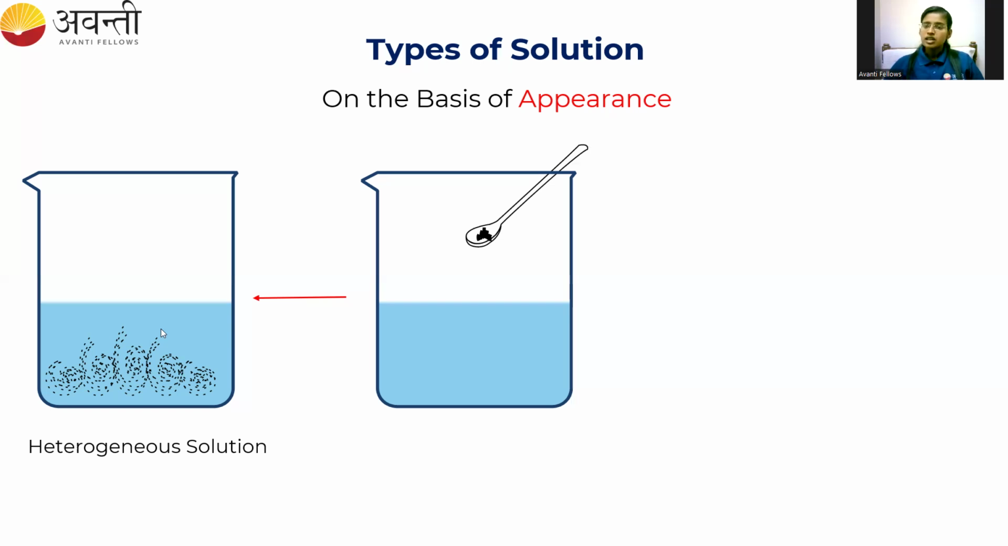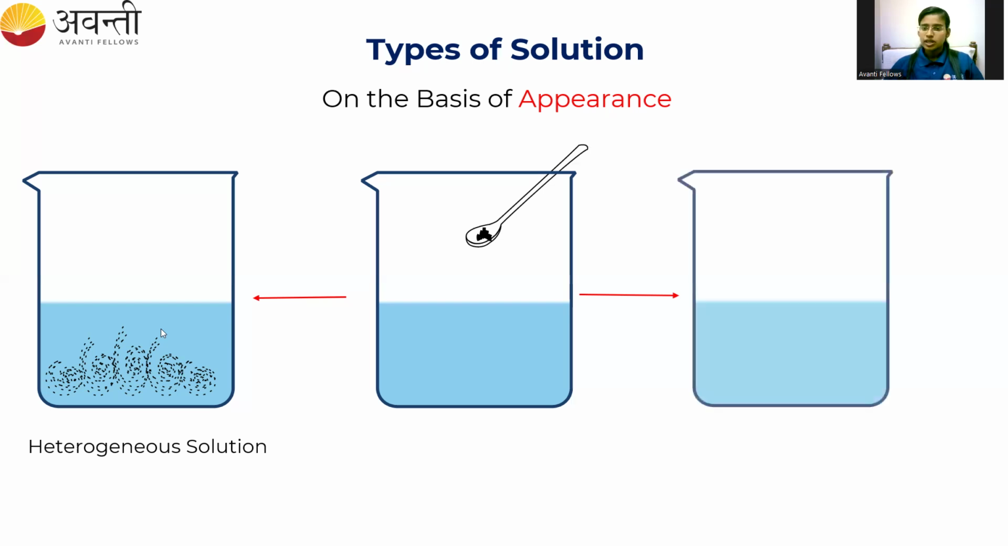And there is one more option. This is the other option. Now what is this? The solute particles have mixed with the solvent particles in a uniform manner, and it leads to the formation of a homogeneous solution. Now, on the basis of appearance, we are classifying the solution into homogeneous and heterogeneous. Okay, yeah, very good.